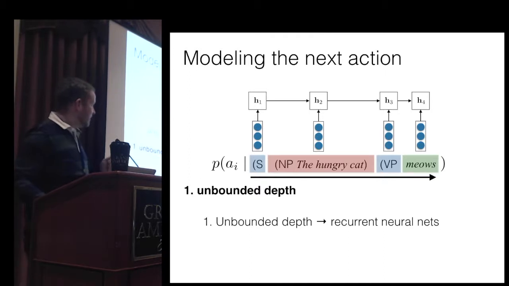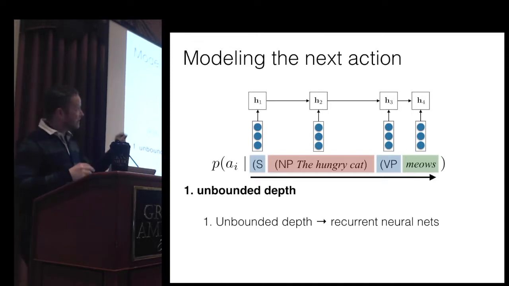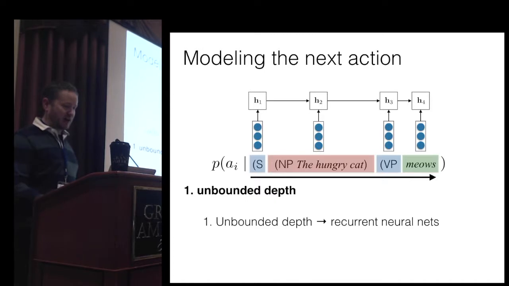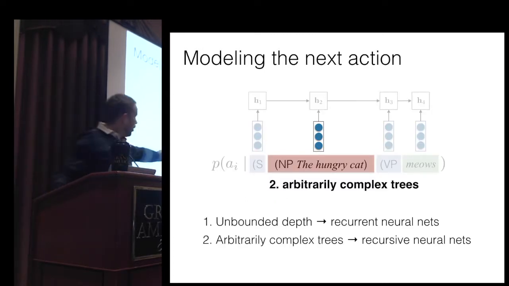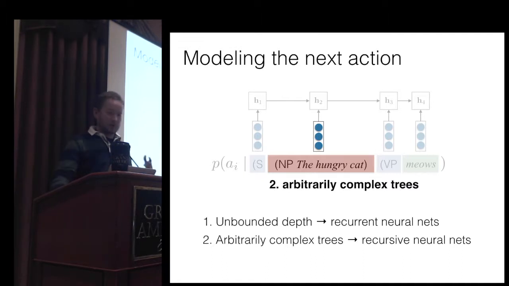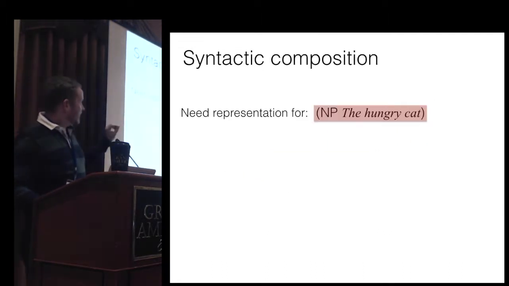The first thing we think is that recurrent neural networks are a great way of dealing with sequences of unbounded depth. So we just read this from left to right and take the final state, h4 in this case, as the representation of the contents of that stack. The second thing to notice is that we can have arbitrarily complex trees, nesting these things inside of each other. So here we can use recursive neural networks. There are a whole bunch of different ways of defining this. The way we define it is as follows.